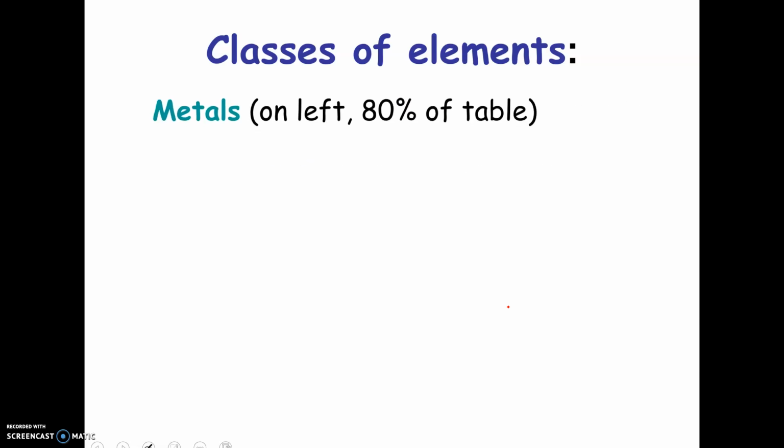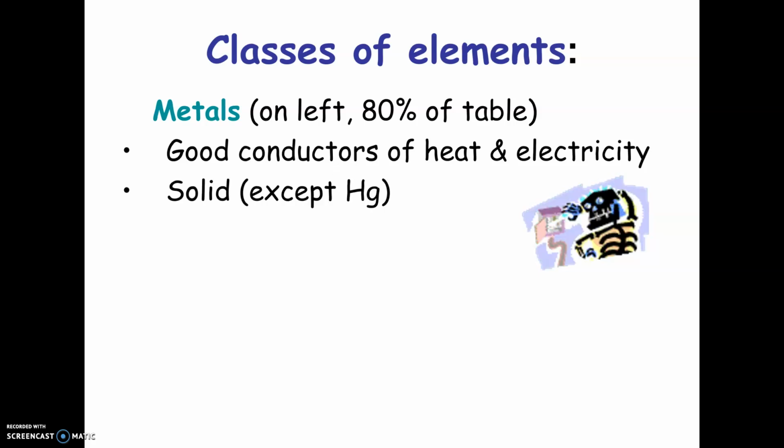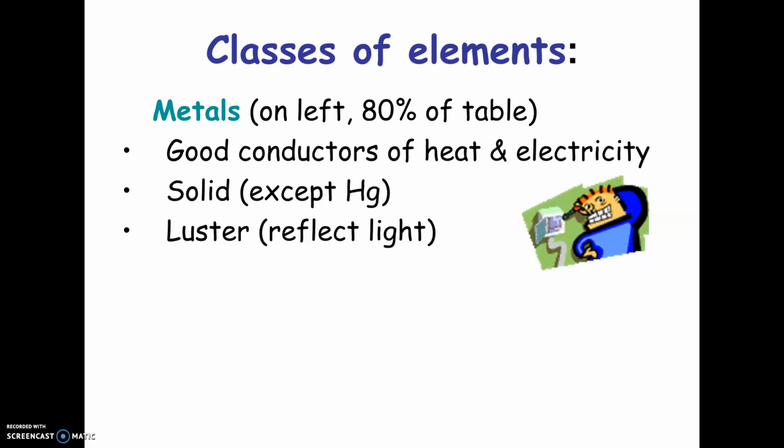Okay, so they're also organized in classes. So 80% of the table are metals. All right, and what do metals have in common? Several things. One, they're good conductors of heat and electricity. They also are solids, with the exception of mercury. It's the only liquid metal. Some of them do have very low melting points. They all have luster, or in other words, they're shiny.